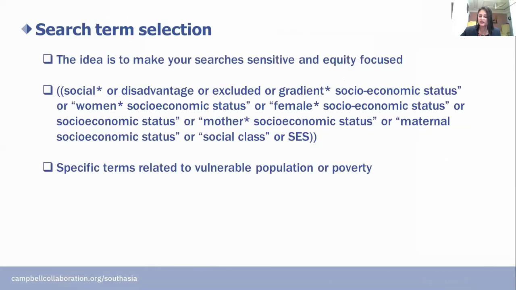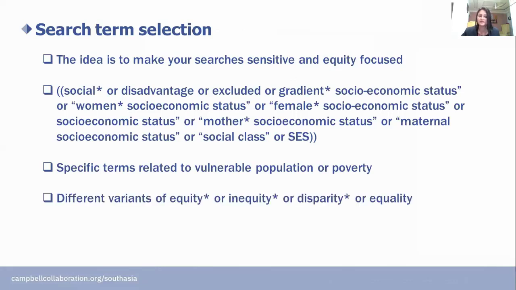Like I mentioned, for both of these maps, we developed a search to include the equity component. The idea is to make our searches sensitive as well as equity focused. So we included terms related to social disadvantage and socioeconomic status. We also included specific terms related to vulnerable populations, and of course, different variants of equity, inequity, and disparity. These were referred back to the databases or specific databases, and of course, to the information specialists to identify the searches.